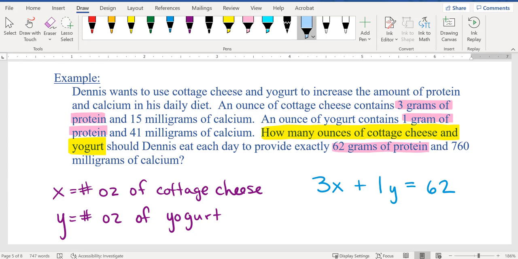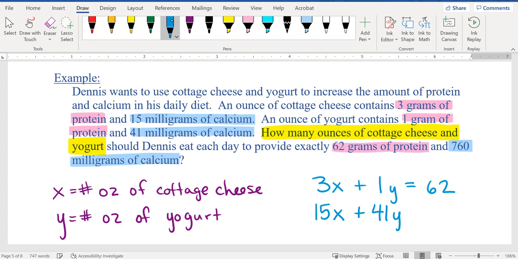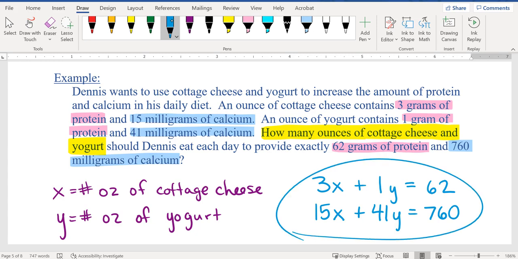Okay, let's go get the other information. I have to have exactly 760 milligrams of calcium. So an ounce of cottage cheese has 15 milligrams of calcium, and an ounce of yogurt contains 41 milligrams of calcium. So there's my second equation. 15 milligrams of calcium per ounce of cottage cheese, 41 milligrams of calcium per ounce of yogurt will give me 760 milligrams of calcium. I now have a system to go solve.